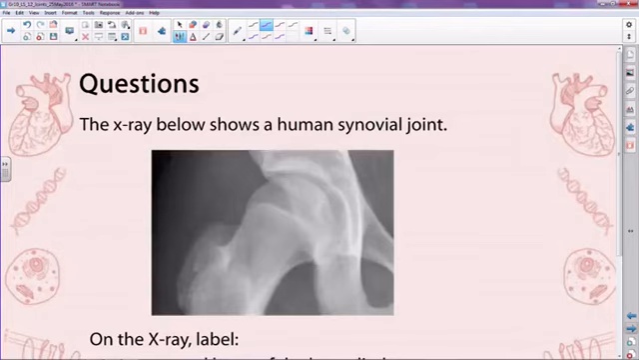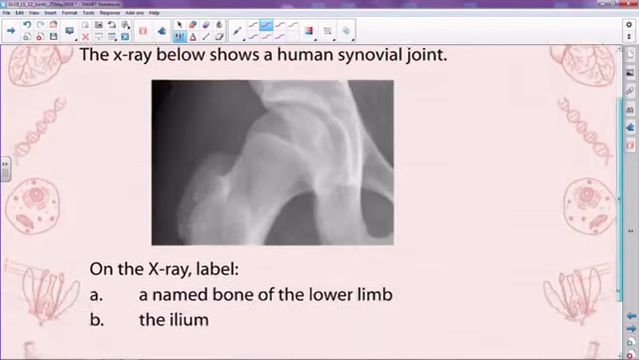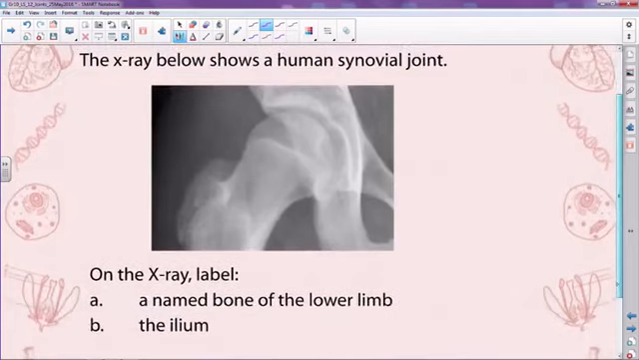Now the next question, they want you to draw on the diagram. Have a look here. It says, on the X-ray, label a named bone. Can you see a bone of the lower limb? Yes, because I identified it as my hip bone. It doesn't matter where, I would label the bone. And what would I say it is? It is the femur.